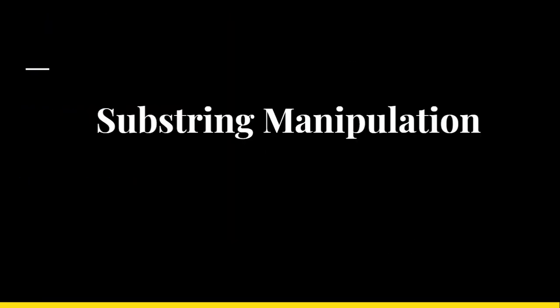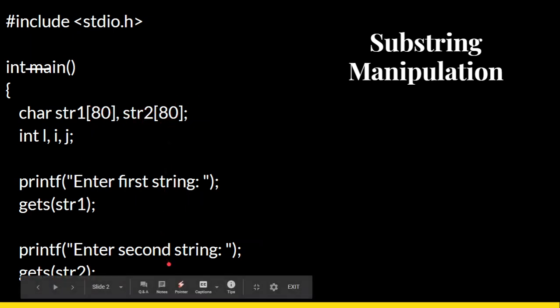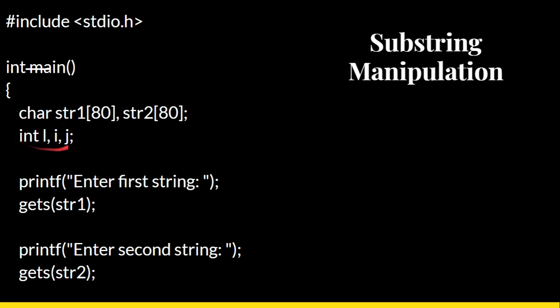So now this is the program. As usual, it includes stdio.h, and then int main is where the main program starts with the open brace. We are receiving two strings, string 1 and string 2. String 1 is the main string, and string 2 is the substring. Now we are going to use some counters to go through the string characters one by one, so we declare the integers L, I and J.